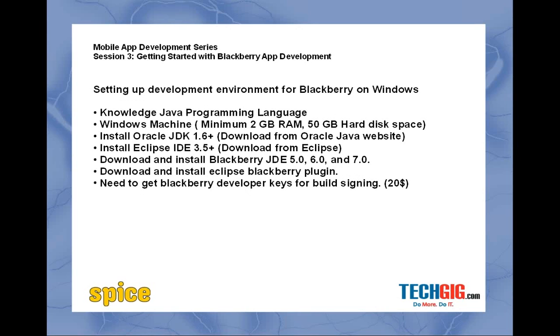Now, let's start with how to set up the environment for BlackBerry application development. Initially, for BlackBerry application development, Java knowledge is a prerequisite. A developer must know Java, and the machine needed is a Windows machine. I'll recommend a Windows machine, as other options like Mac or Linux are not as good, but Windows is good. 2 GB RAM and 50 GB hard disk space are the minimum needed.